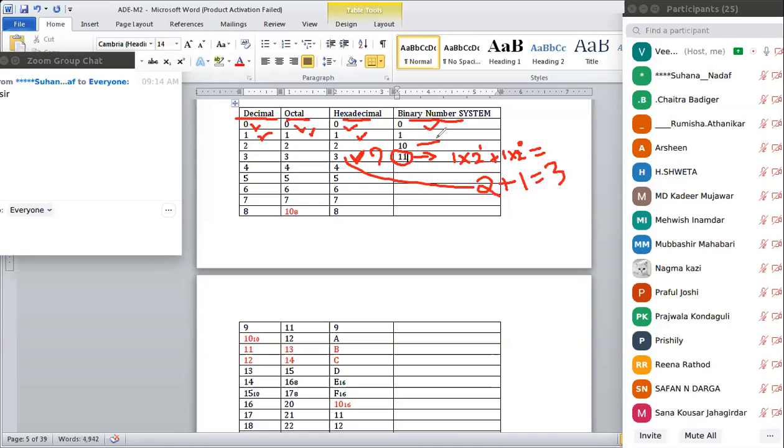For an example, if I take 1 0, see 1 into 2 raised to 1 plus 0 into 2 raised to 0. 2 raised to 1 is 2, 2 into 1 is 2, plus 2 raised to 0 is 1, 1 into 0 is 0. So 2 plus 0 is 2 only. That is the combination of 1 and 0.